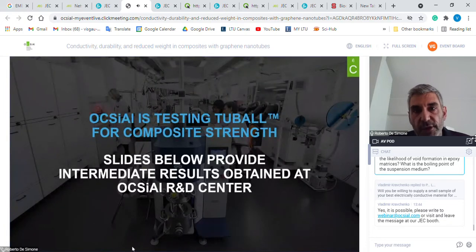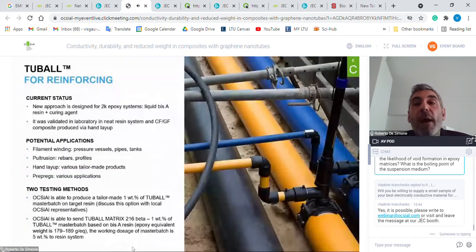the later slide just provides some intermediate results we obtained so far in our OCSiAl R&D center, which we are going to validate day by day. This is our current approach for the reinforcement using tubal. Basically, we are using two different approaches. The first one is to design the 2K epoxy system. The first results we got so far are mainly related to the 2K epoxy system, and it was validated in our lab.